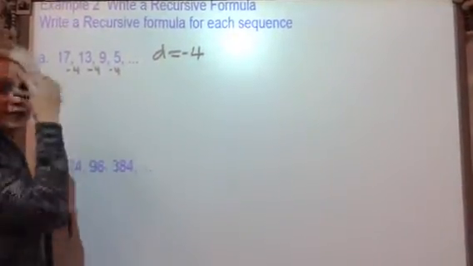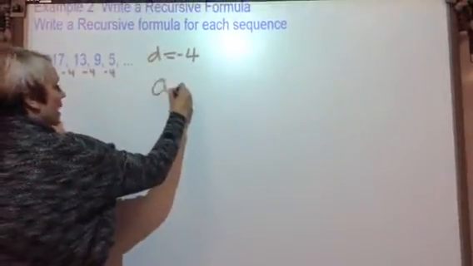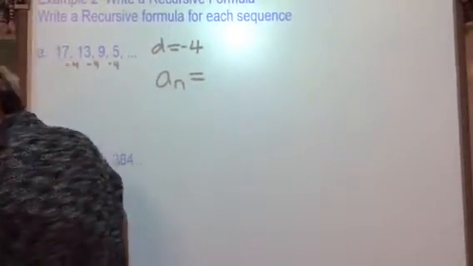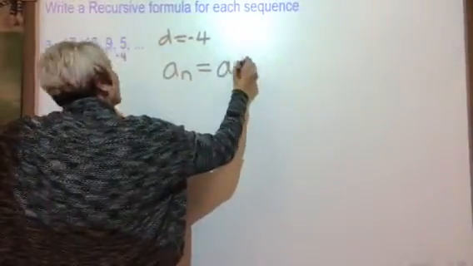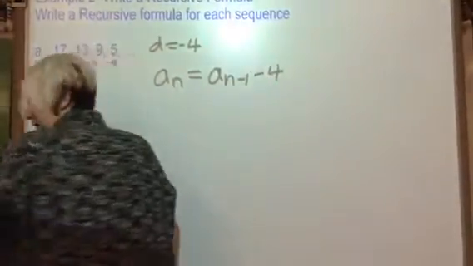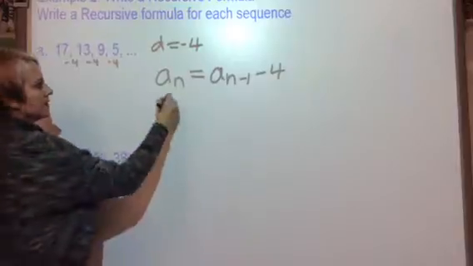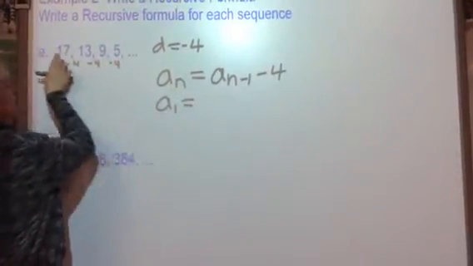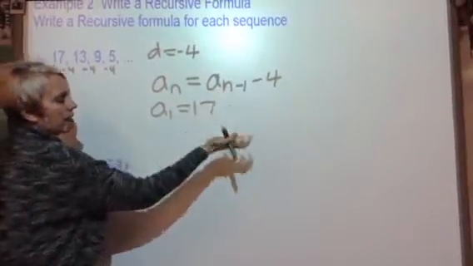So I'm going to use the sequence that's in your notes for the arithmetic recursive, where a sub n is equal to a sub n minus 1, and instead of saying plus negative 4, I'm just going to say minus 4. And then I have to state two things. I have to say what a sub 1 is, so a sub 1 is 17, and then I have to state what n cannot be.